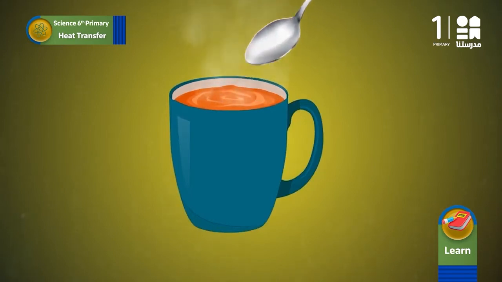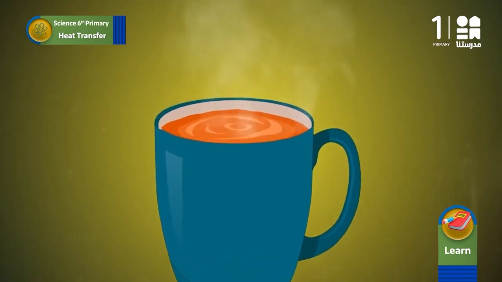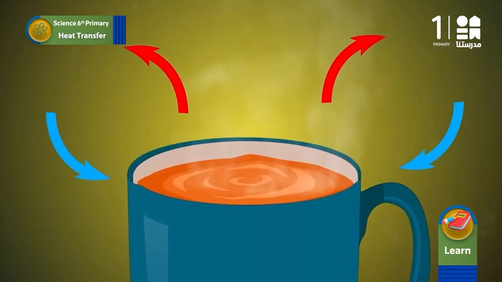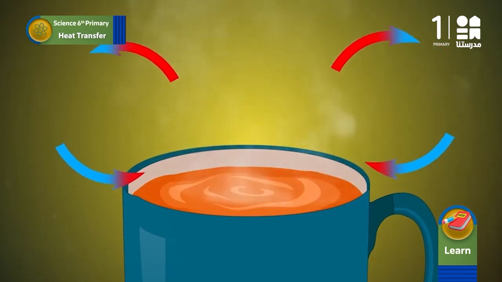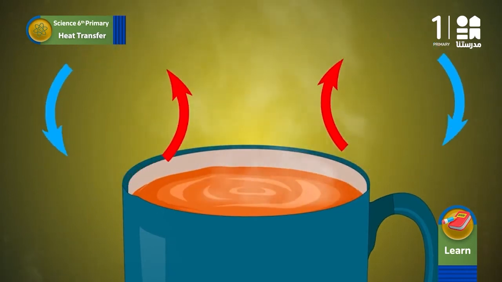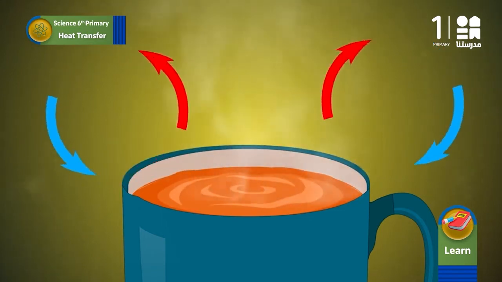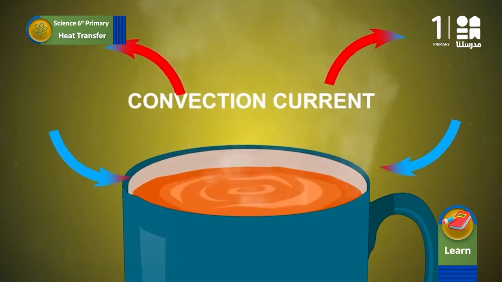Convection is the transfer of heat due to the movement of a substance, such as a liquid or a gas. Convection cannot occur in solids. In a cup of coffee, water molecules evaporate from the surface. As they rise, they begin to cool, and so they fall back down to the surface of the hot coffee. This cycle is called a convection current.